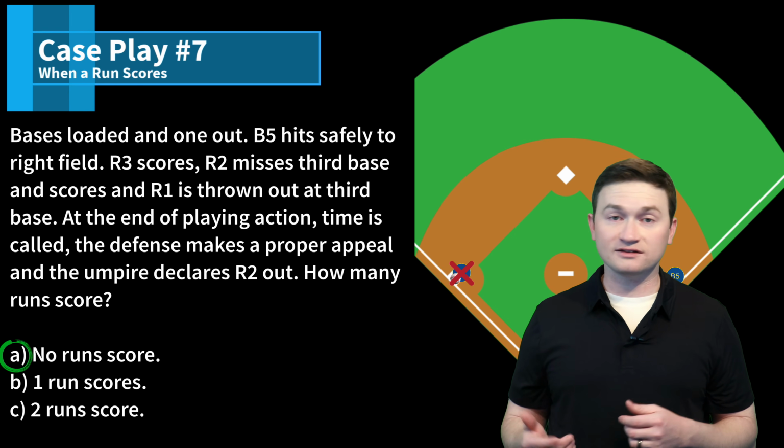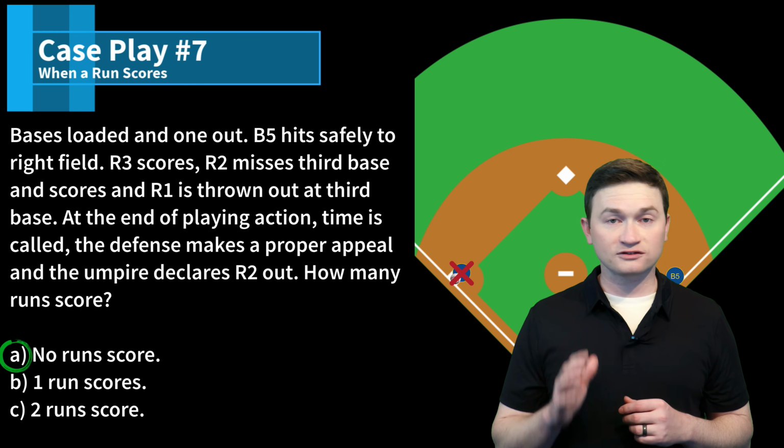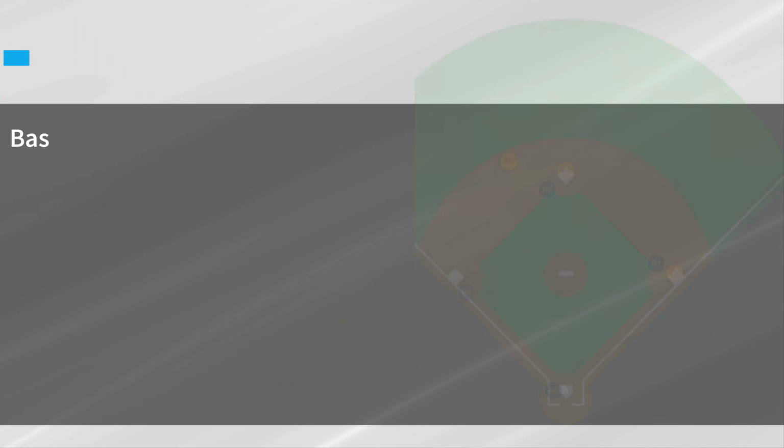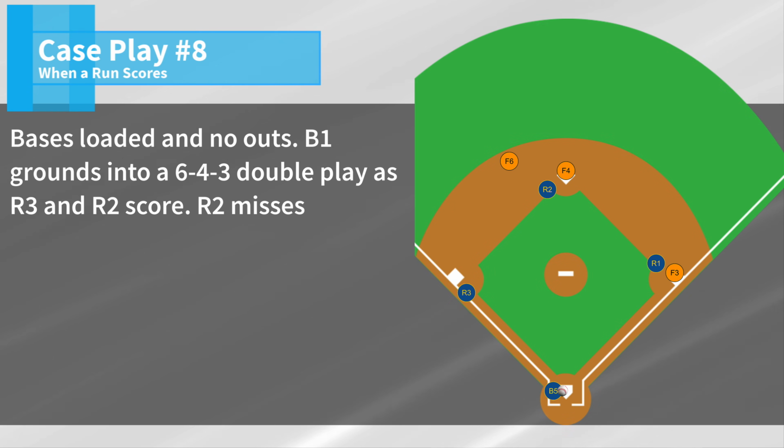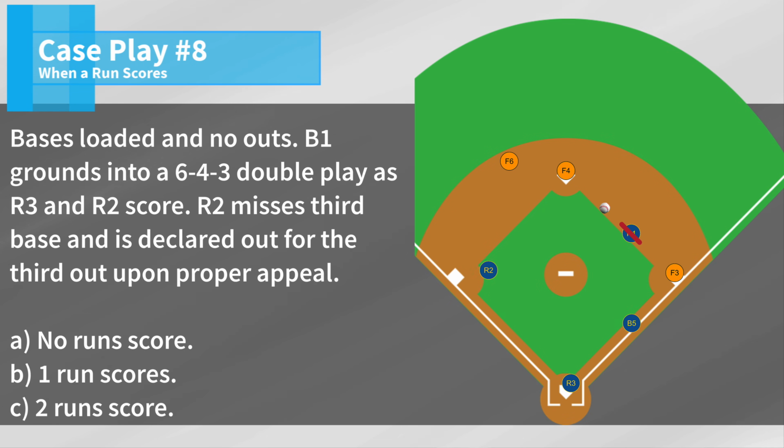And because of that, since the last out was a force out, no runs score on the play. Case play number 8. Bases loaded and no outs. B1 grounds into a 6-4-3 double play as R3 and R2 score. R2 misses third base and is declared out for the third out upon proper appeal. Is this A, no run score, B, 1 run scores, C, 2 runs score?